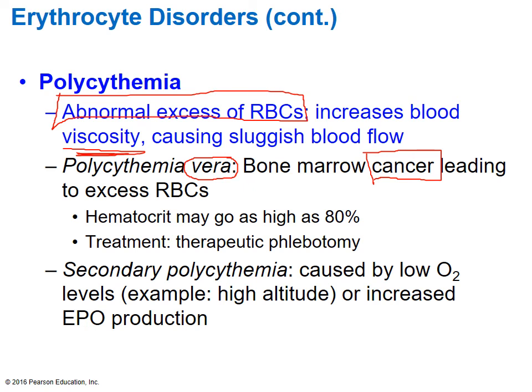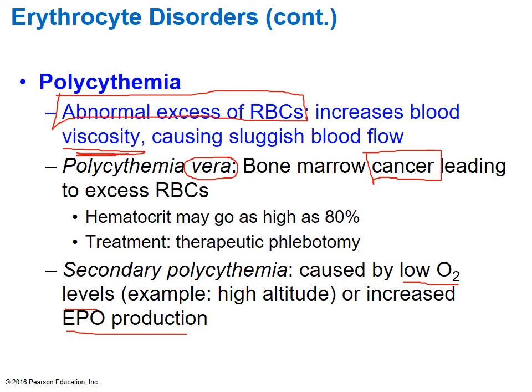The other category for polycythemia is what we call secondary polycythemia. And as it says on your PowerPoint right here, it's caused by low oxygen levels as well as an increase in EPO production. But basically what that means is that secondary polycythemia tends to be more of a lifestyle change that's occurring that causes your body to temporarily have high levels of red blood cells.